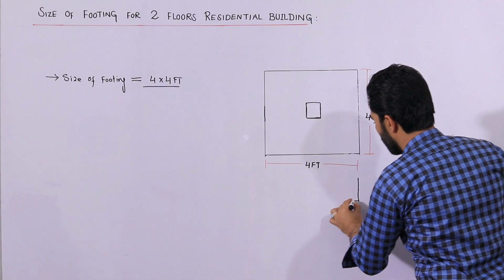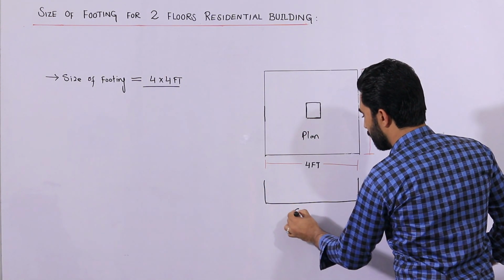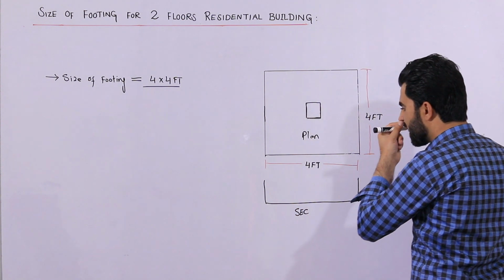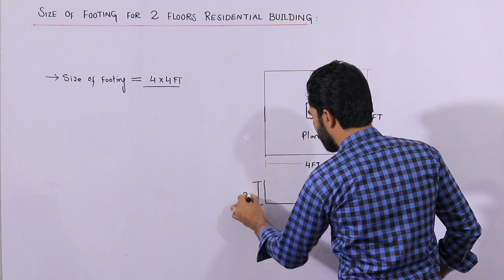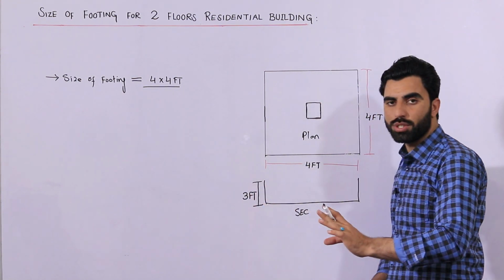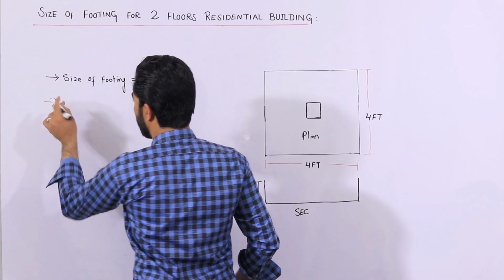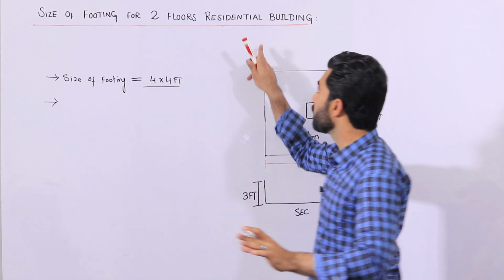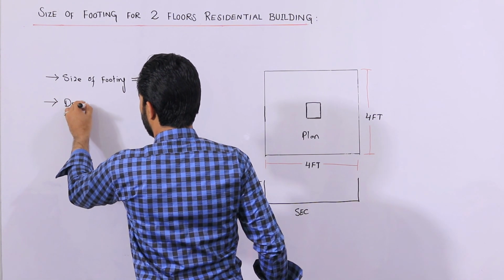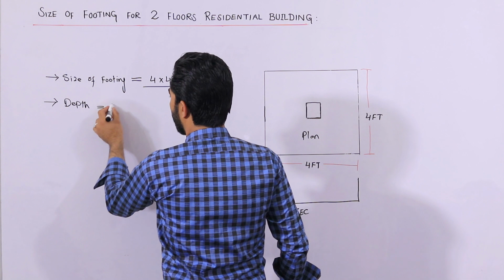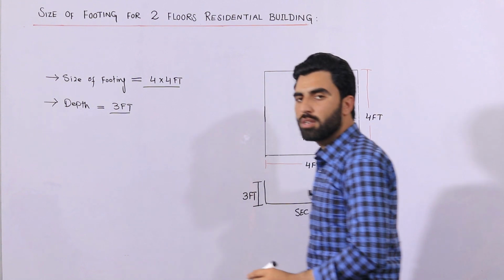As you can see guys, this is the plan and here this is the section. So here guys, the depth you can keep up to 3 feet for G plus 1 story. But this is for a residential building, not a commercial building. Remember this, okay? You can keep the depth up to 3 feet. So this is the depth of footing.